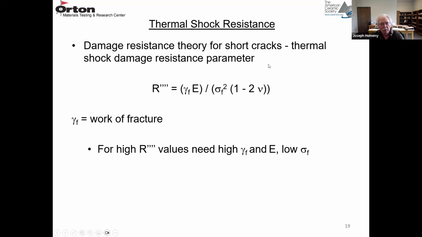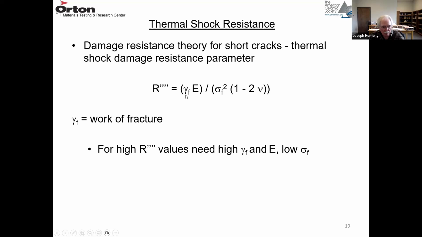So R4 prime is known as the thermal shock damage resistance parameter. Gamma F is the work of fracture times E, Young's elastic modulus, divided by the fracture strength squared, and 1 minus 2 times nu, the Poisson's ratio. So if you want a high R4 prime value, you need a material that has a high work of fracture, high elastic modulus, and low strength. Refractories are typically low strength compared to technical ceramics.